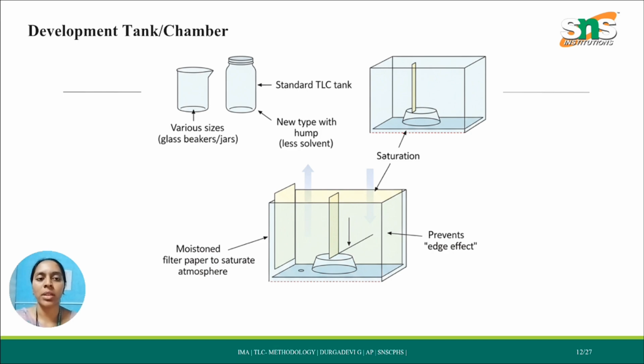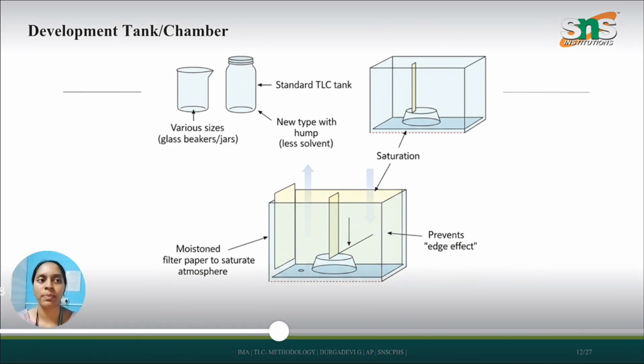And next to that you can see it consists of a hump, so it is called a twin trough chamber. With the help of this twin trough chamber we can simultaneously develop two plates within the same chamber, as it consists of a hump. It can be used to separate the two compartments, and also it is used to reduce the solvents we need for analyzing or separating our compounds.